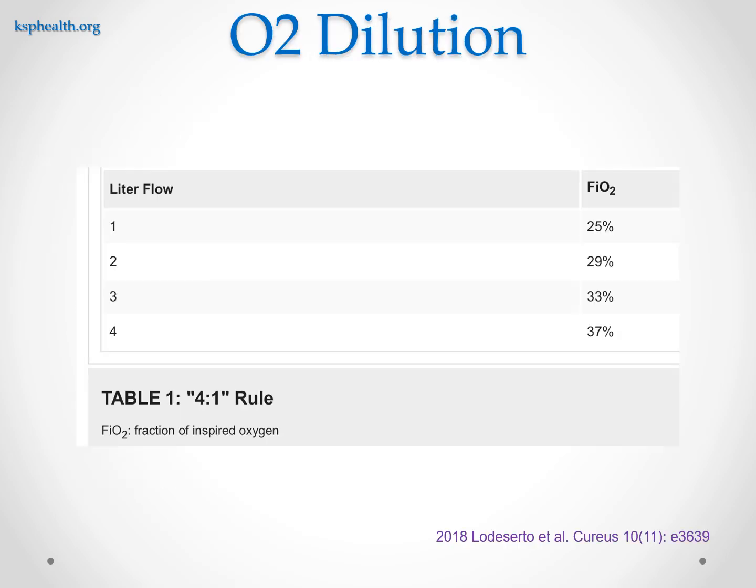So what is oxygen dilution? I like to explain in a couple of slides. When you give a regular nasal cannula with 1 liter flow, it gives 25% FiO2. As you increase the flow, the FiO2 goes up by 4. That is called the 4 to 1 rule. For example, 3 liters, you add 2 times 4, it is 33, and 4 liters, 37%.